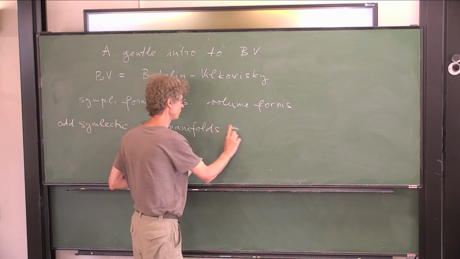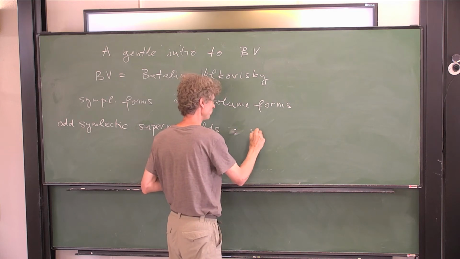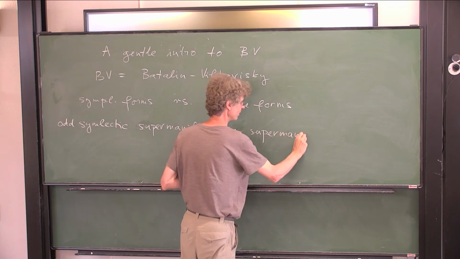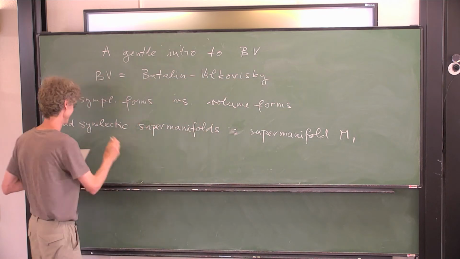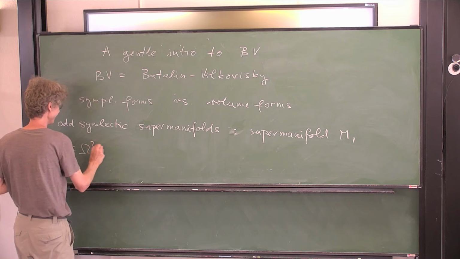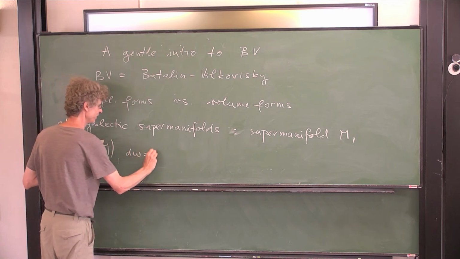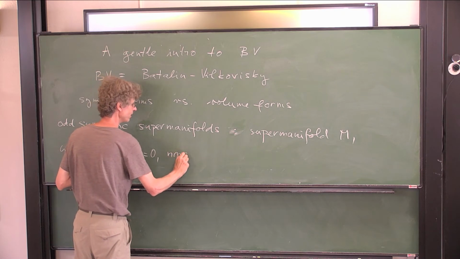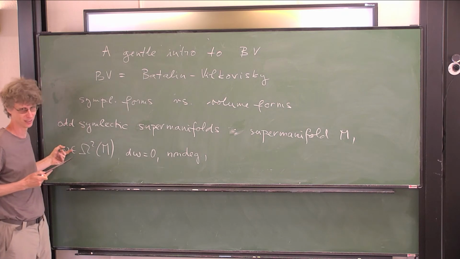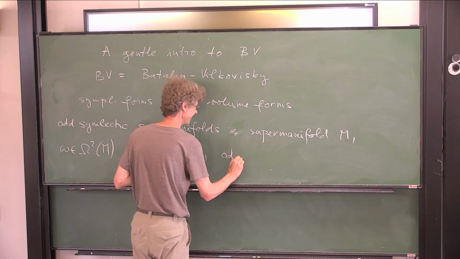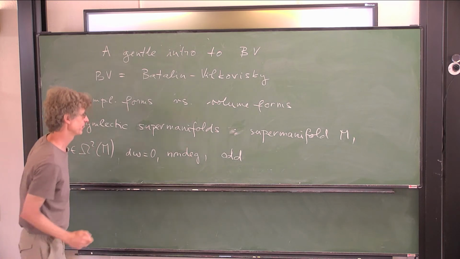So what should it be? Such a thing is a supermanifold with a symplectic form omega. It is a symplectic form, so omega is closed, d omega is 0, and omega is non-degenerate. And odd will now mean that omega is odd. Very well, so I'll give you a typical example which might explain everything.